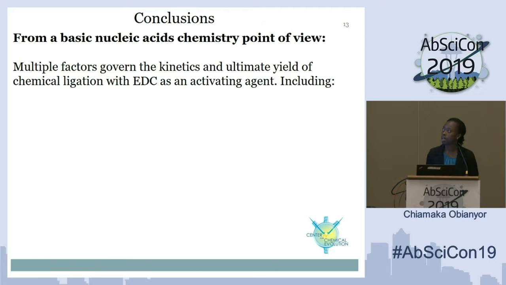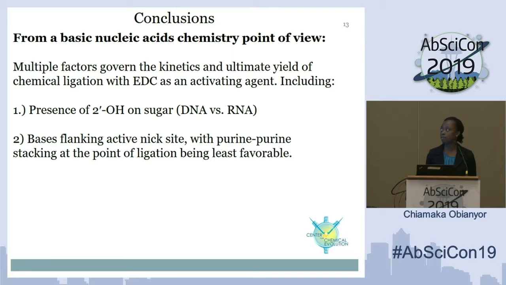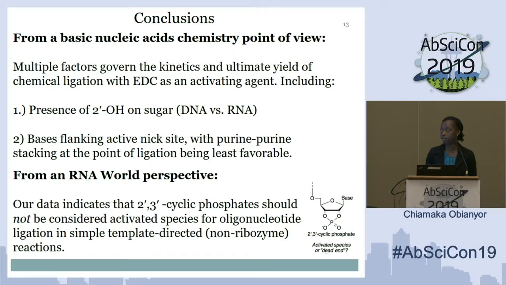And so in conclusion, from just a general nucleic acid standpoint, we see that there are multiple factors that can affect non-enzymatic ligation. One of the first ones we looked at is just the effect of the sugar, so having a 2' hydroxyl versus an O-methyl on your oligonucleotides. We also saw that base flanking, so the position of the purines, really affected how fast your reaction went, especially at low temperatures. And from just an RNA world perspective, our data showed that the 2', 3' cyclic phosphate is perhaps not an activated intermediate in template-directed type ligation reactions.